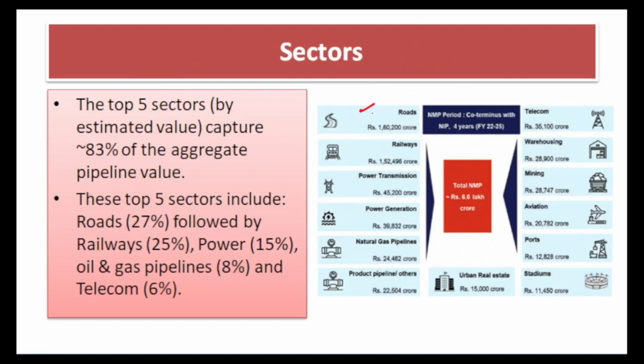There are various sectors from roads, railways, power generation, natural gas pipeline, telecom, warehousing, mining, aviation, ports and stadiums. But the top 5 sectors are roads, followed by railways, then power, then oil and gas and telecom. Here you need to know the ascending and descending order of that, because it can be a probable question in the prelims where they would ask, arrange the following sectors in terms of the contribution in the national monetization pipeline. So we need to remember roads, then railways, then power, then oil and gas and then telecom.